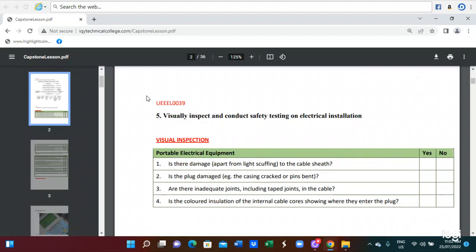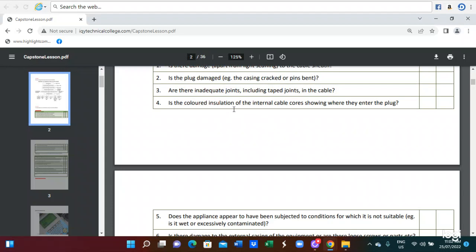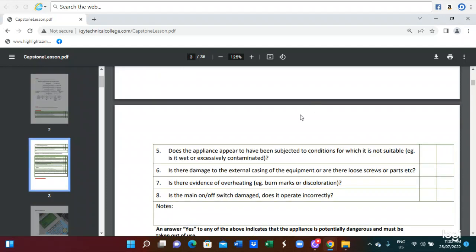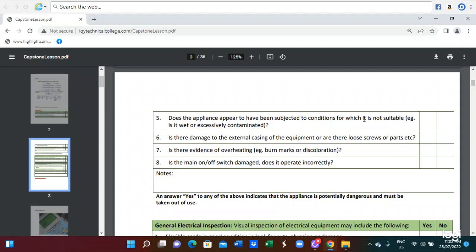In this case, we have to visually inspect and conduct the safety testing. So in this case, you have to use this table. Apart from light carving to the cable sheath, is the plug damaged? For example, casing cracked or bent pins. Are there inadequate joints, including cable joints in the cable? Is the coloured insulation of the internal cables showing where they enter the plug? Does the appliance appear to have been subject to conditions for which it is not suitable?